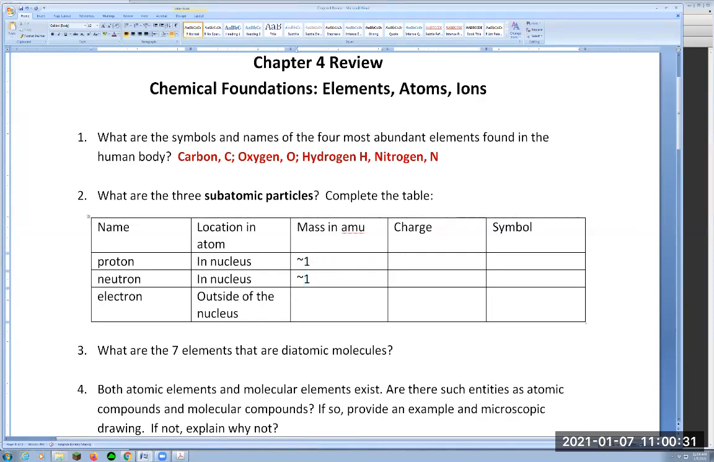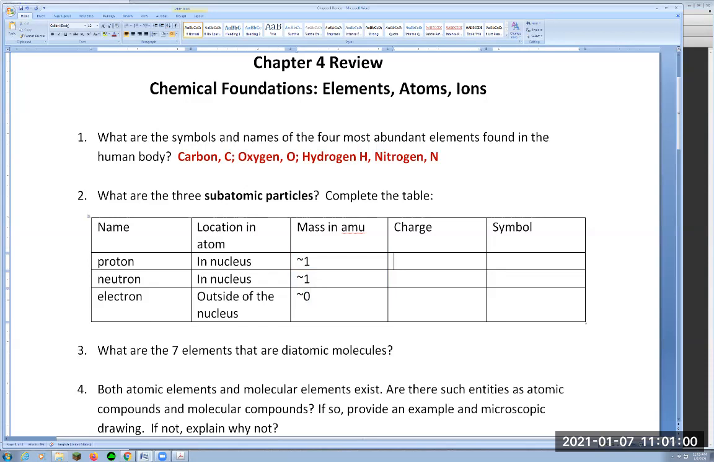The electron in comparison has a mass of almost 0 atomic mass unit compared to the proton and the neutron, because the mass of an electron is 2000 times smaller than the mass of one proton or one neutron. So it's negligible. Electrons really do not contribute to the mass of atoms.